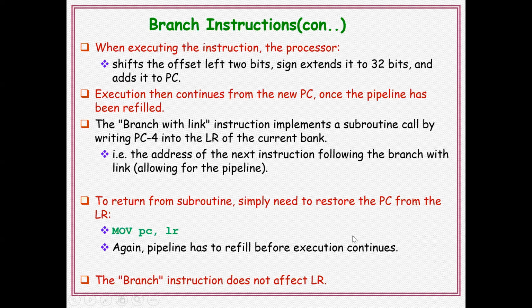To return from the subroutine, we simply need to restore PC from the link register, for example, MOV PC, LR. Whatever the previous link address that is held in the link register is copied into the program counter, so that it can continue from the previously stopped instruction. Again, the pipeline has to refill before execution continues. The branch instruction does not affect the link register, because there is no default storage in the link register. So branch with link only disturbs the link register.